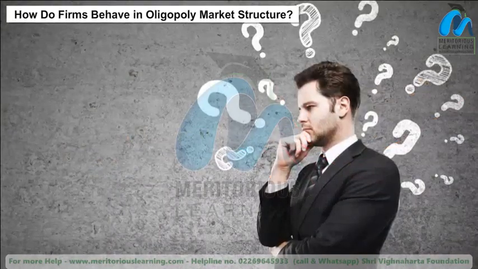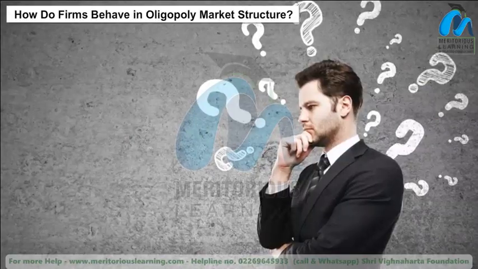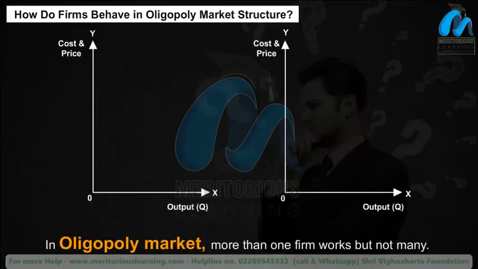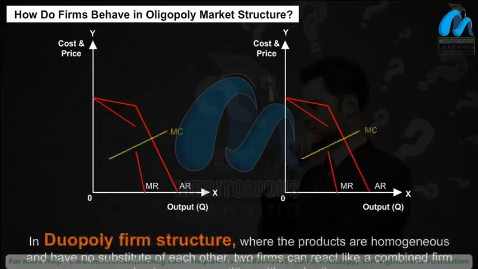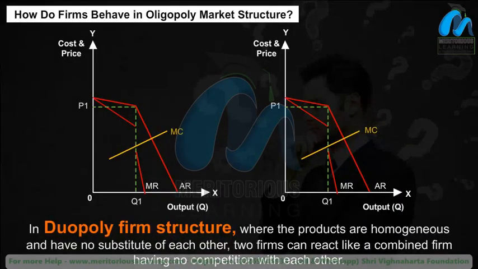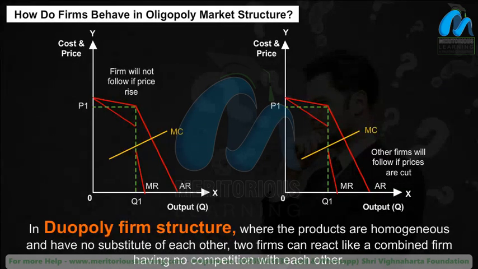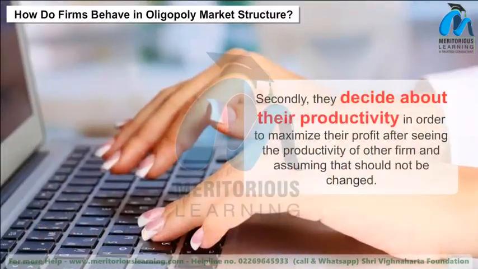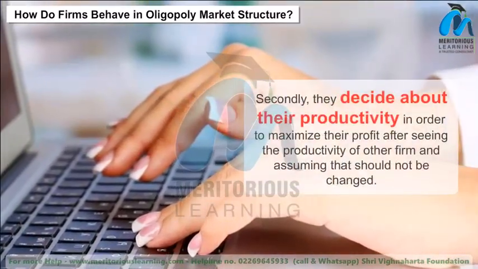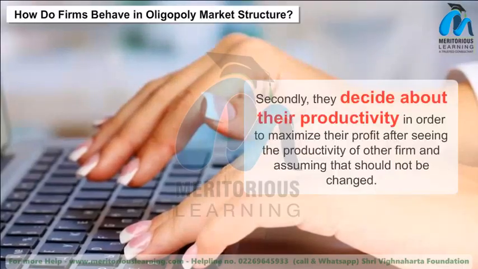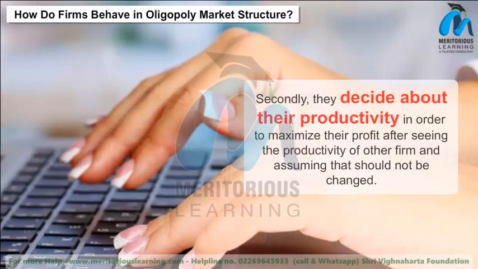How do firms behave in oligopoly market structure? In an oligopoly market, more than one firm works, but not many. In a duopoly firm structure, where the products are homogeneous and have no substitute for each other, two firms can react like a combined firm having no competition with each other. Secondly, they decide about their productivity in order to maximize their profit after seeing the productivity of the other firm and assuming that it should not be changed.